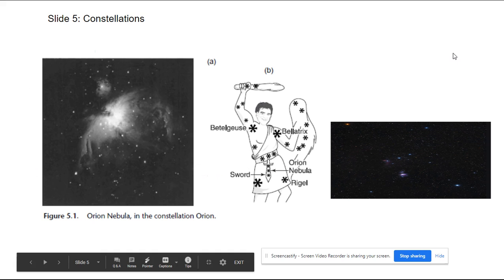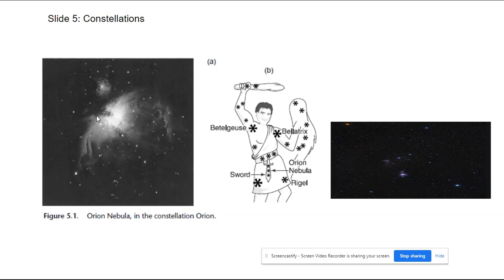Okay. Here is the Orion Nebula. Right here, it kind of looks like an eagle, but this is the Orion Nebula here. It looks like a bird. And the Orion Nebula is right here on the Orion constellation. Here is the Orion constellation.